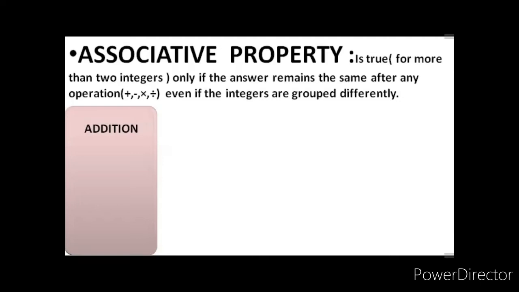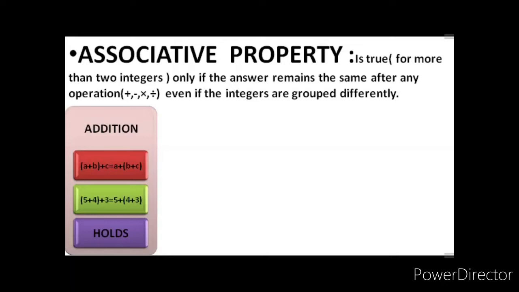That is, (a plus b) plus c is equal to a plus (b plus c). For example, (5 plus 4) plus 3 is equal to 5 plus (4 plus 3). Thus, associative property holds true for addition.